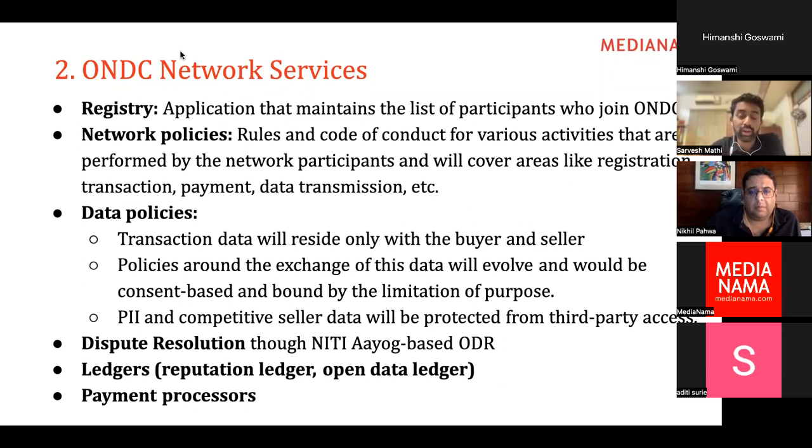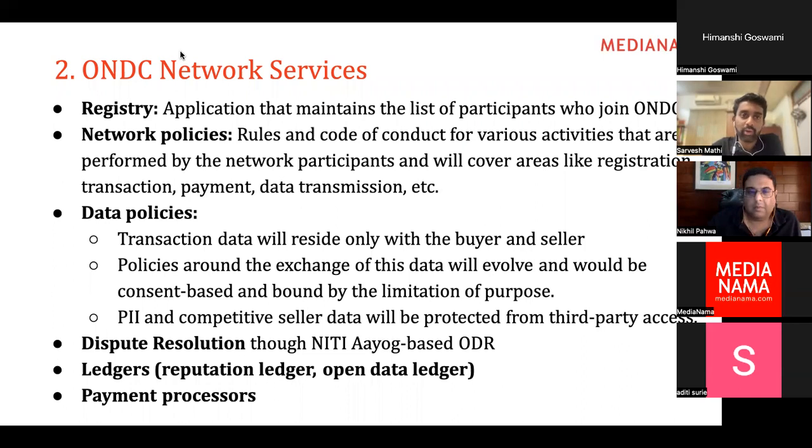The network services also will look at how dispute resolution should be carried out. We talked about this a little bit earlier, but a little more detail on this. ONDC wants to adopt the online dispute resolution mechanism that's been proposed by Niti Aayog in one of its reports. But again, we don't have a comprehensive outline of how the dispute resolution will work, who's going to exactly take liability, etc. There's also going to be ledgers. Reputation ledger here basically refers to the reputation that different sellers have. It's like Amazon's version of star ratings and reviews. So there'll be a ledger to maintain that.